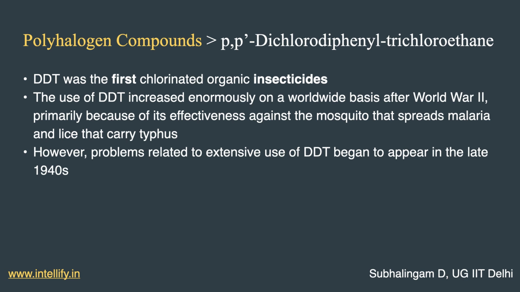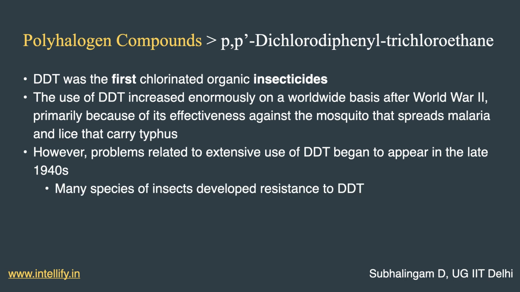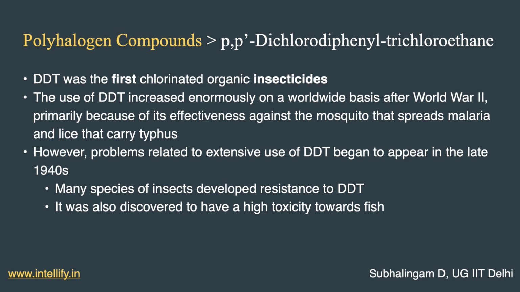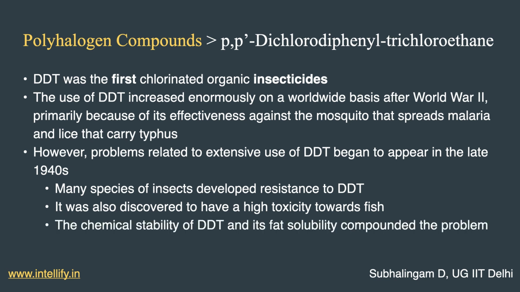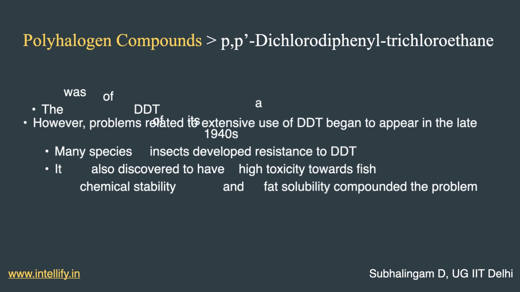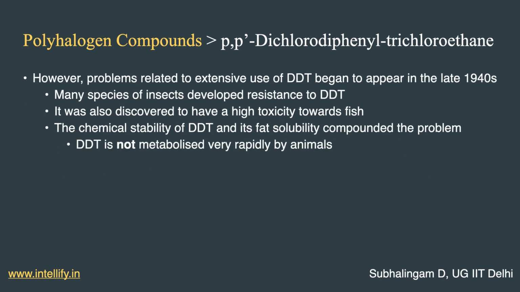However, problems related to extensive use of DDT began to appear in the late 1940s. Many species of insects developed resistance to DDT. It was also discovered to have a high toxicity towards fish. The chemical stability of DDT and its fat solubility compounded the problem. DDT is not metabolized very rapidly by animals.